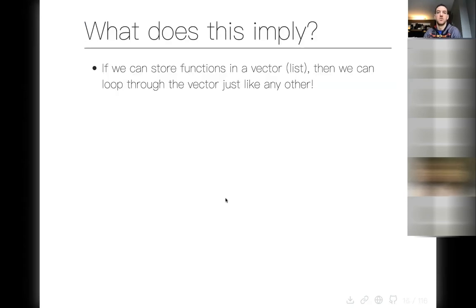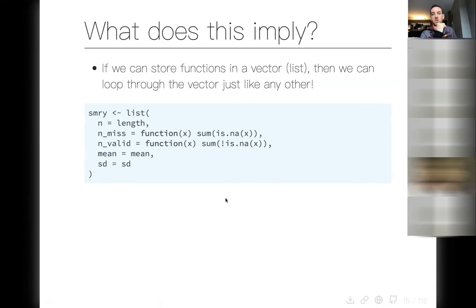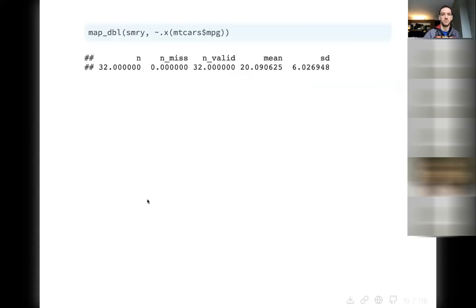Okay, so I've alluded to this already, but if we can store functions in a vector, like a list, then we can loop through the vector, just like any other. So this is exactly what I was just talking about. I'm creating a list here, which I'm calling summary, which has the n, the number of missing, the number of valid, so the number of not missing, the mean, and the standard deviation. Okay, those are the functions that I'm going to apply. And so I can do that to mtcars MPG.